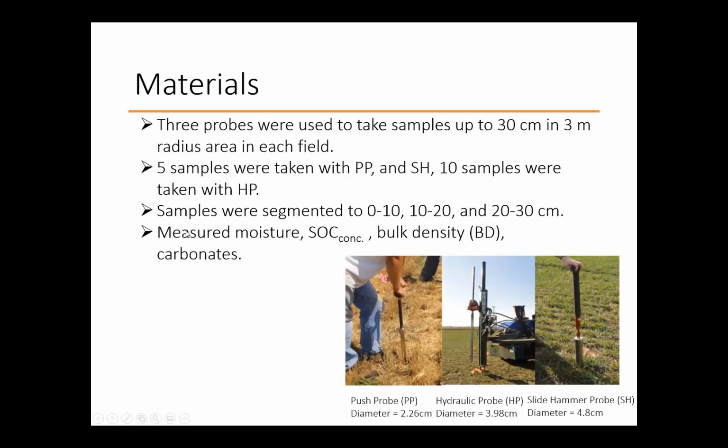The samples were taken up to 30 centimeters. They were segmented into 0 to 10, 10 to 20, and 20 to 30 centimeter layers. We brought them back to the lab and measured moisture. We measured soil organic carbon concentration, like total carbon and nitrogen, through dry combustion. We measured bulk density, and we measured carbonates, which we subtracted from total carbon to come up with the soil organic carbon concentration in each sample.